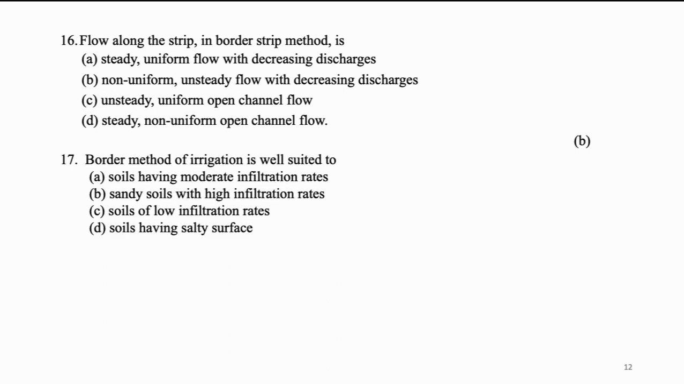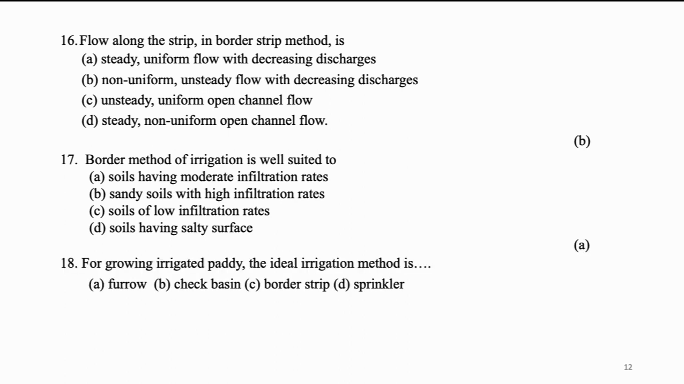A flow is said to be steady if the properties do not vary with respect to time. A flow is said to be uniform if the properties do not vary with respect to space. So obviously the answer is B. Border method of irrigation is well suited to soils having moderate infiltration rates, sandy soils with high infiltration rates, soils of low infiltration rate, soils having salty surface.